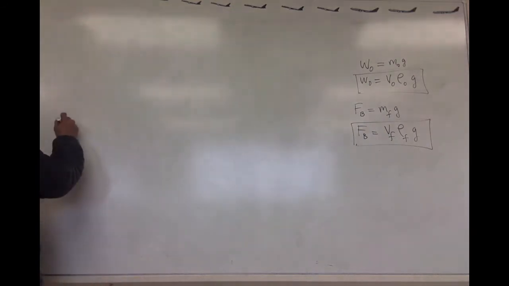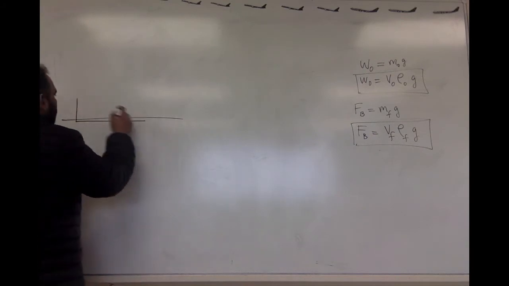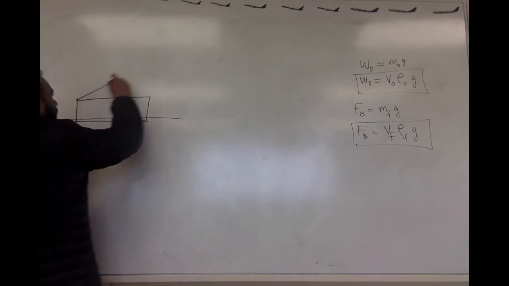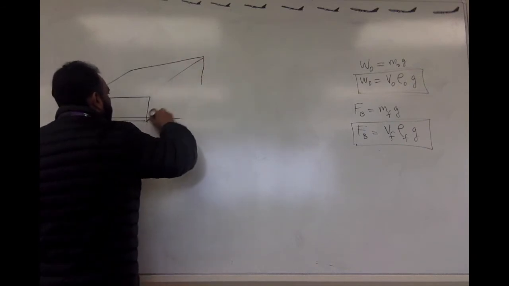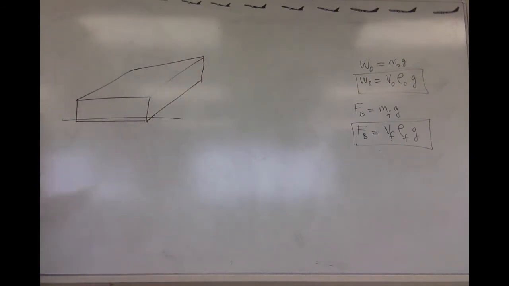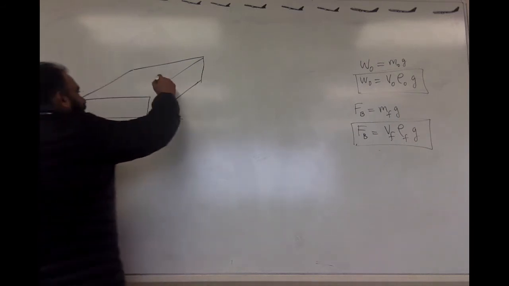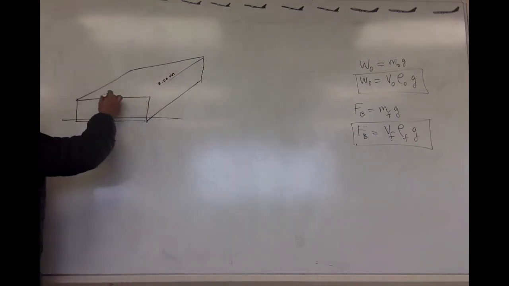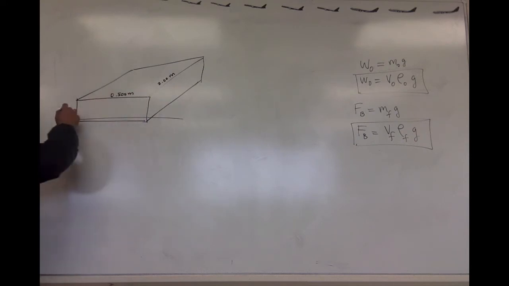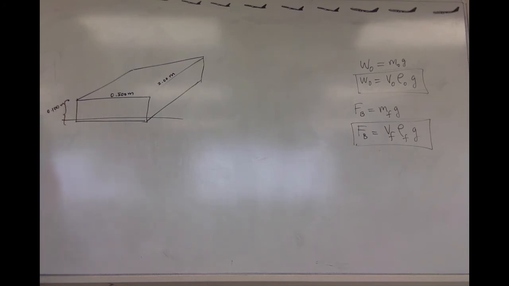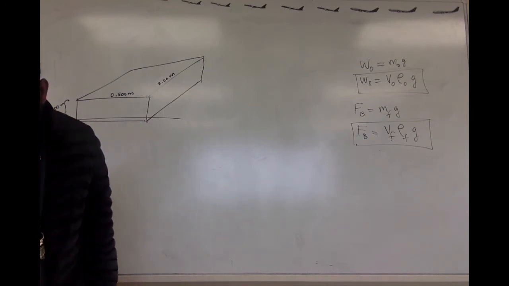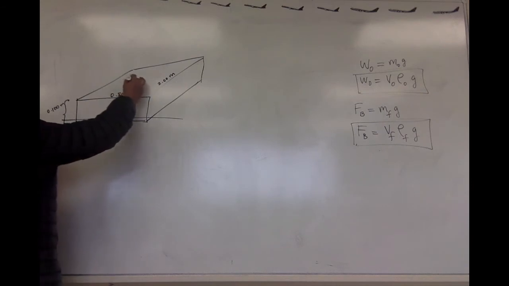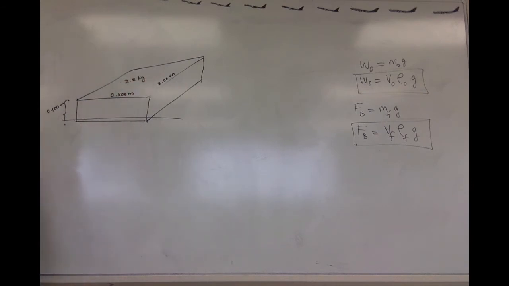So I'm going to draw the diagram for the air mattress sitting on water first. It's not easy to draw the entire thing, but at least you can understand what's going on. This is 2 meters, this is 0.5 meters, and this side is 0.100 meters. And the mass of the air mattress is 2.8 kilograms.